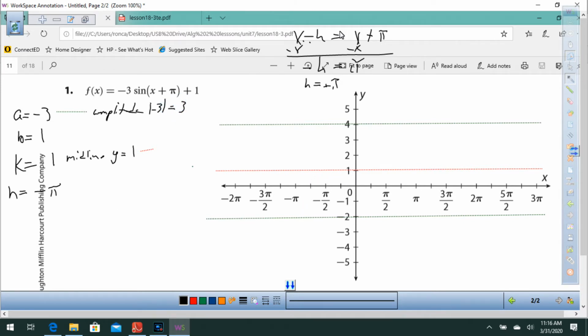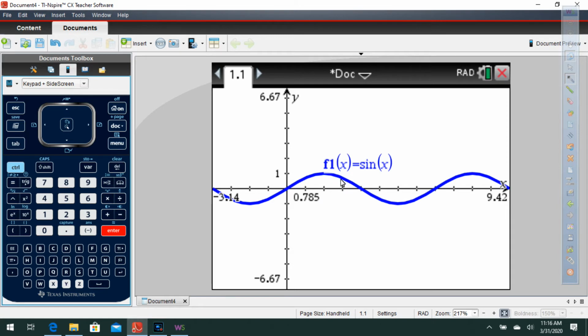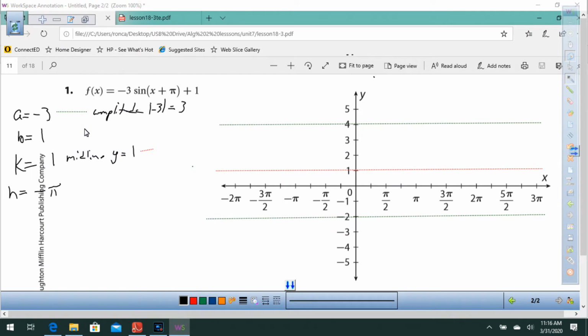Now remember, sine always started at 0. If you look, here it starts at 0, goes up and then goes down, and here is 2pi right here. The period of that is 2pi. So what's the period of this? Well, since B is 1, our period is going to be 2pi times 1, which is 2pi.